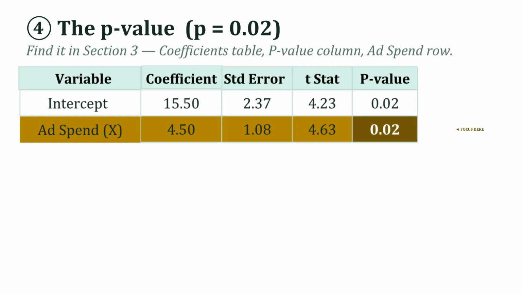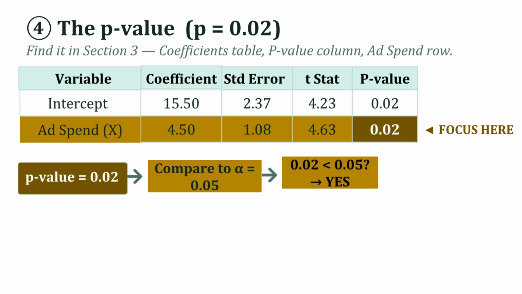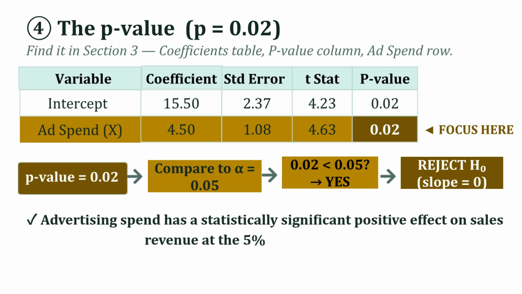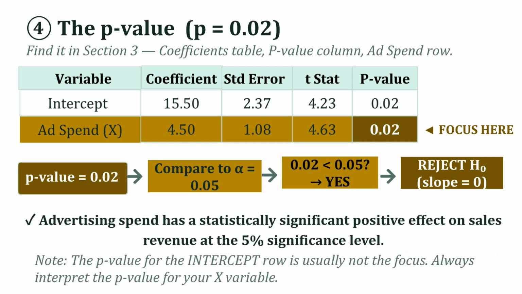Number 4, the p-value. This is where you prove it's not just luck. Find it in section 3. Advertising spend row, p-value column, 0.02. Compare it to alpha, 0.05. 0.02 is less than 0.05. So yes, we reject the null, meaning that advertising spend has a statistically significant positive effect on sales. One more thing, always use the p-value for your X variable, not the intercept. That trips people up constantly.